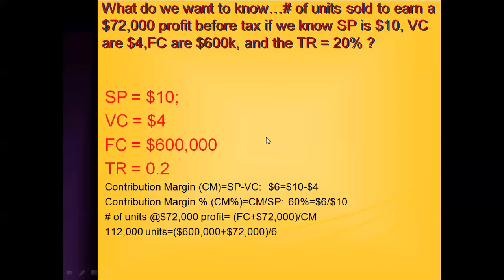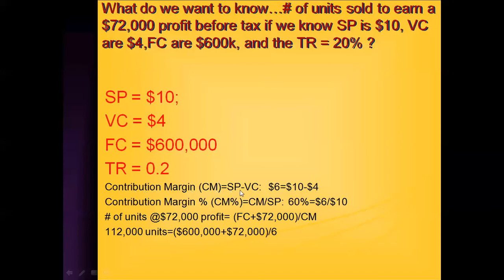So this is a pretty common problem because if you own a business, you usually will have a profit objective. So your concern as a business owner or manager is to be aware of what the break-even point needs to be in order to make a $72,000 profit. So let's go through the math here.